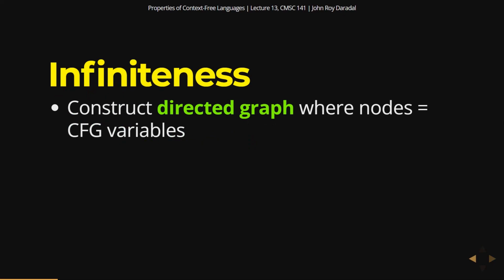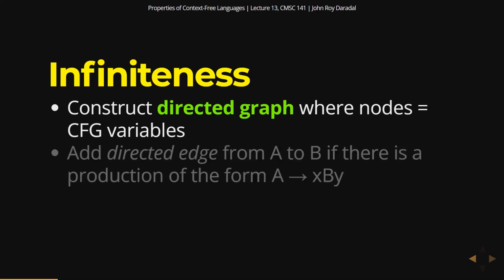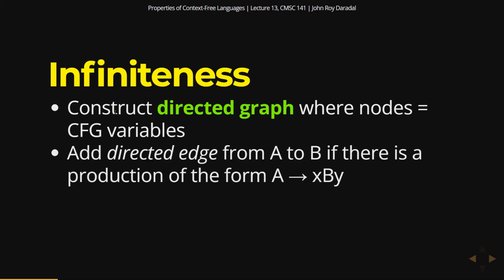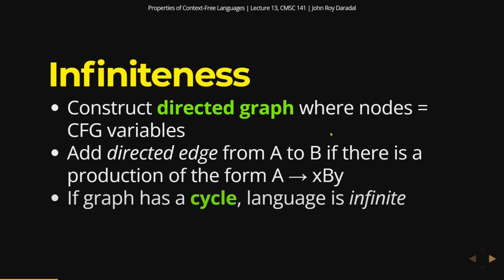What we will do is construct a directed graph where nodes are the variables of the CFG, and if there is a production of the form A goes to B, we will add a directed edge from A to B. So if the variable A derives B in one of its productions, we will add an edge from A to B. We'll form a directed graph. And if that graph has a cycle, then the language is infinite, because of course you can take that cycle as many times as you want, and it would produce an infinite number of strings, right?